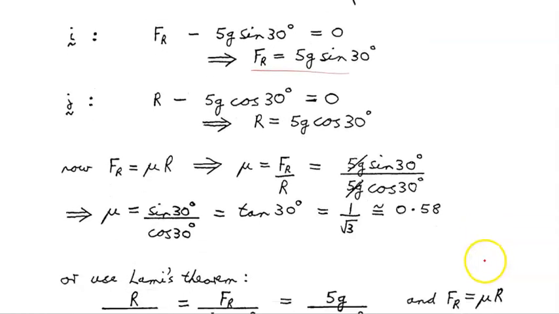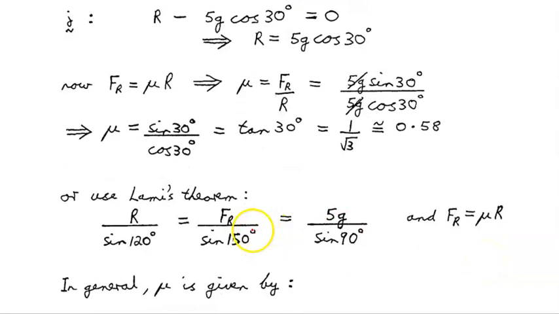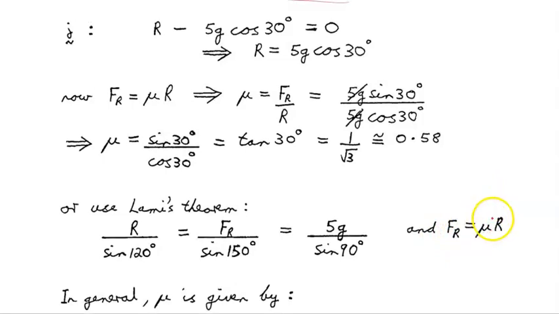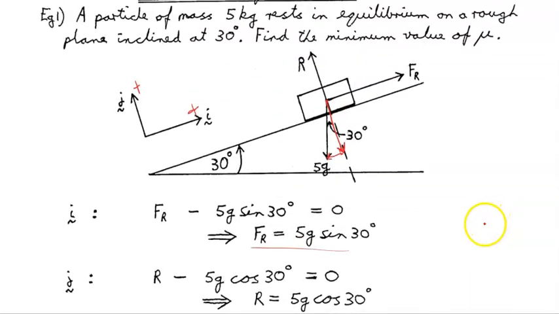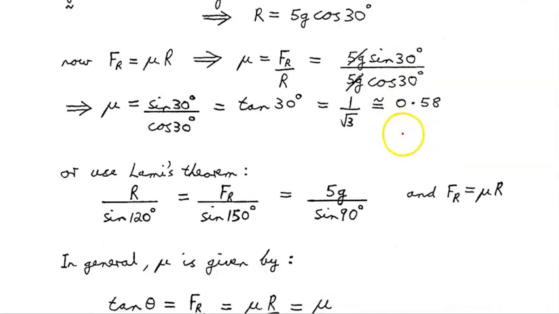That's not the only way we could have worked it out. In the last couple of videos, we've looked at Lami's theorem. We could have used the reaction force divided by sine 120 is equal to the friction force divided by sine 150 is equal to 5g, the weight force, divided by sine 90 degrees, and the friction force F is mu times R. Remember that from the previous videos?